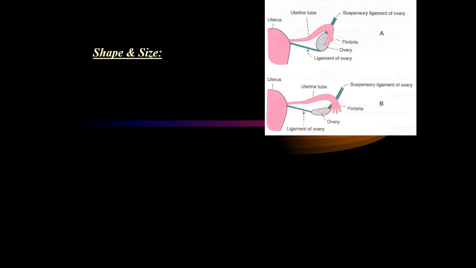So what is the shape and size of this ovary? If you see here, the ovary is almost almond shape. Almost an egg-shaped structure, or almond shape, or oval shape, whatever you call it. And the size is almost 3 centimeters in length.